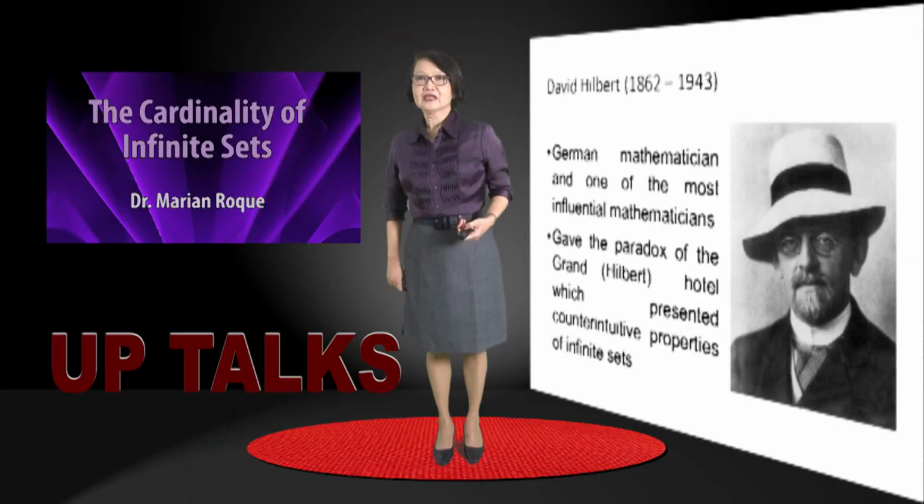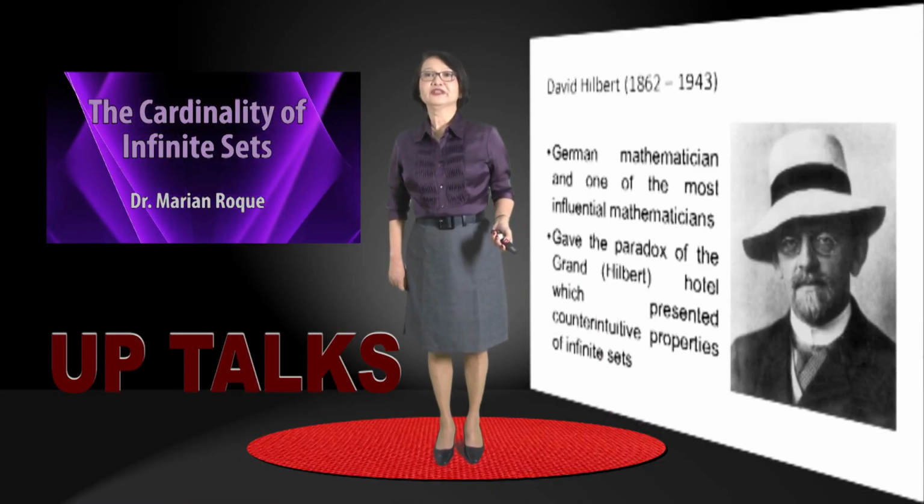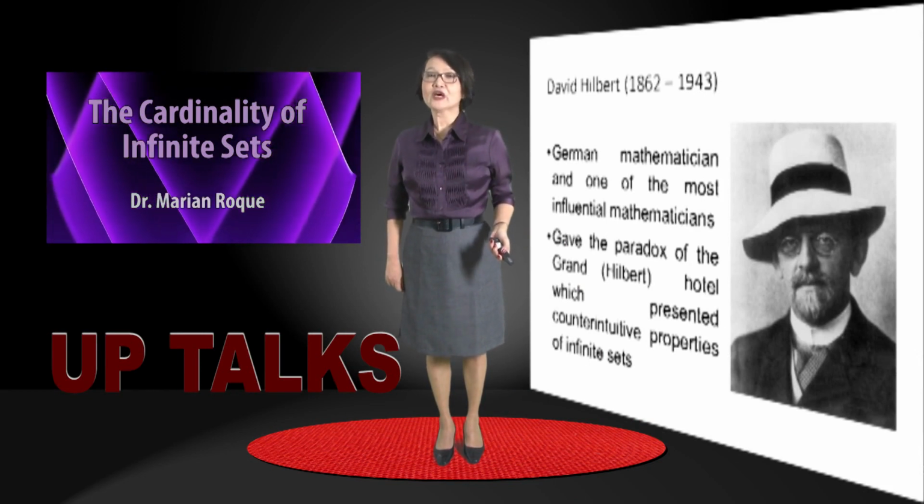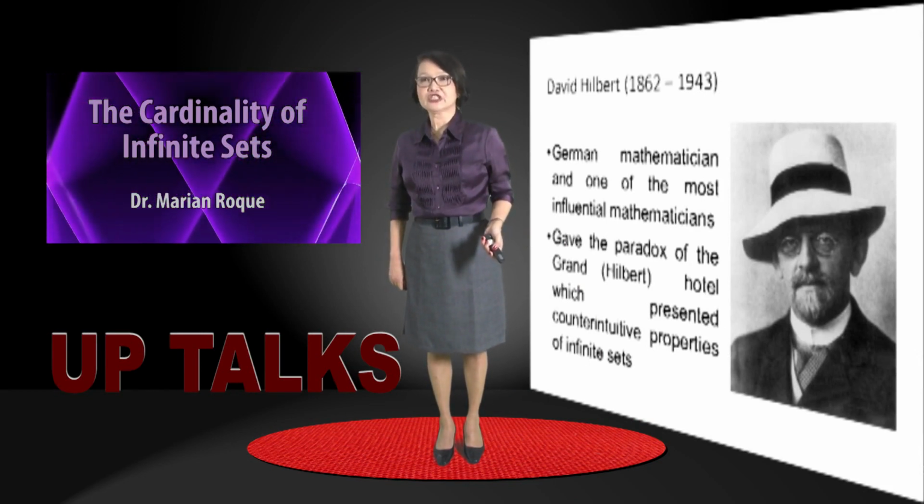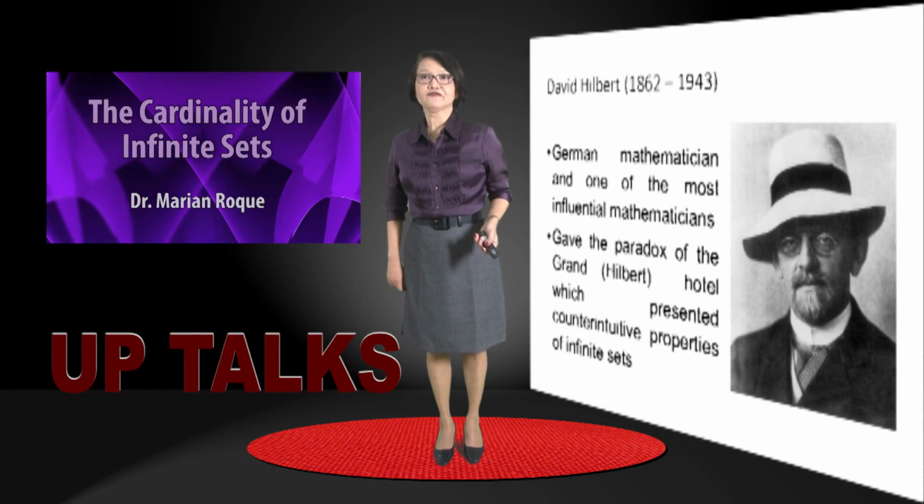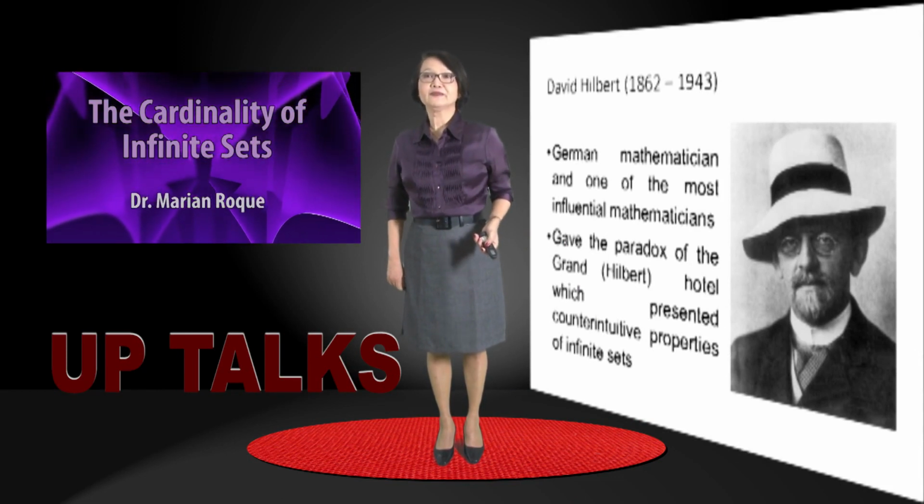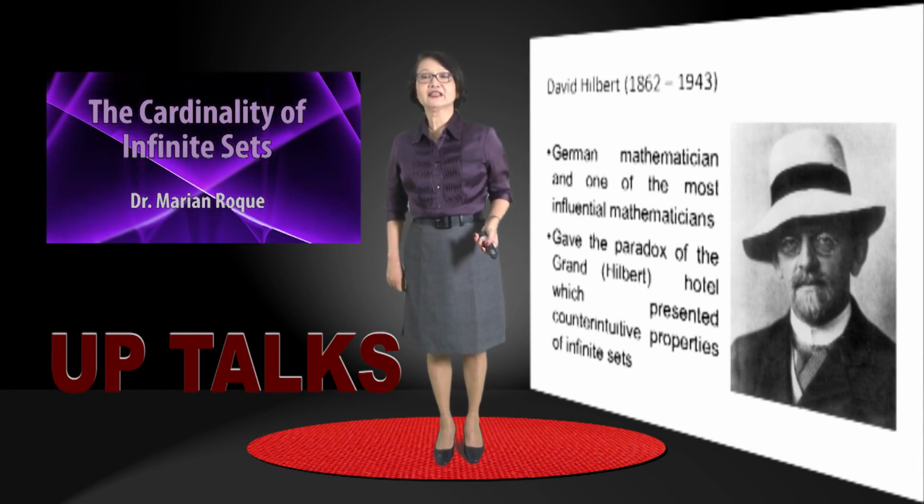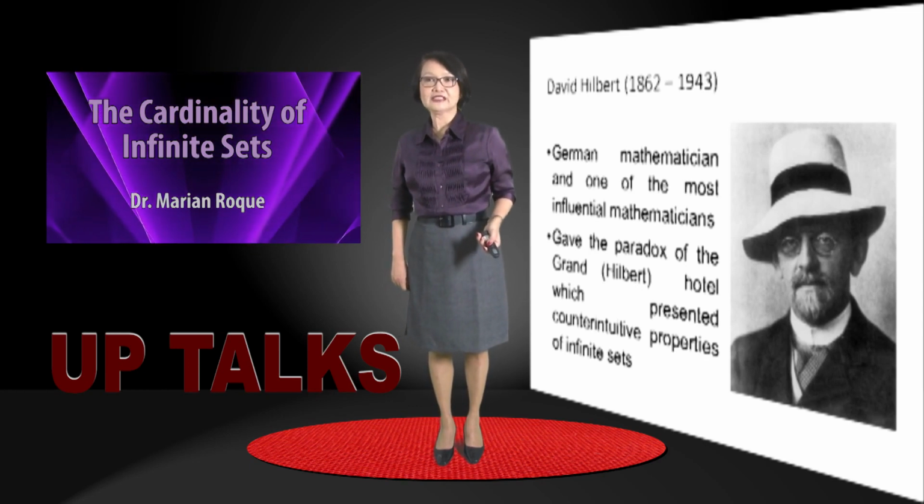Now, David Hilbert is a German mathematician and one of the most influential mathematicians. He gave the paradox of the Grand Hotel, or the Hilbert Hotel problem, which presented counterintuitive properties of infinite sets. So I am warning you, this is counterintuitive. That's not the usual way of counting.